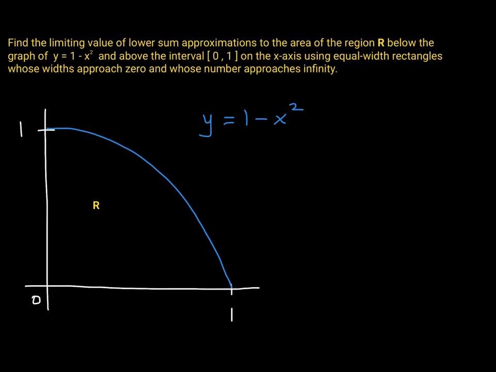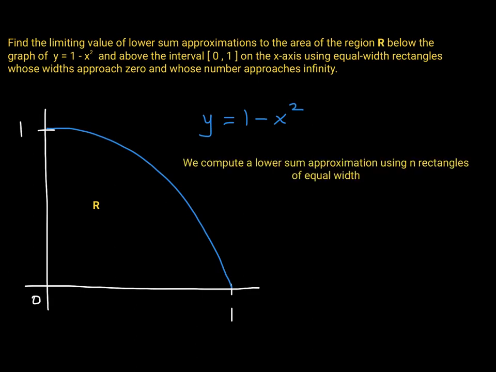In an earlier lesson, we drew 2 rectangles, and then we increased it to 4 rectangles, and we saw that the approximation became more accurate the more rectangles we used. And now we want the widths of these rectangles to approach 0. In other words, we want these rectangles to become more and more thin or narrow, and whose number approaches infinity. So we want infinitely many rectangles so that our approximation, our lower sum approximation in this case, becomes as accurate as possible.